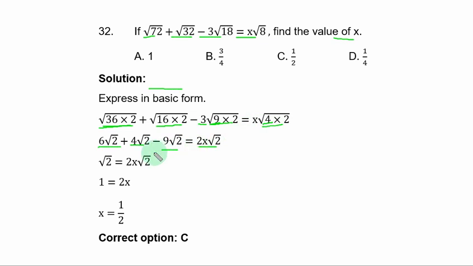If you add the left hand side, you have root 2 equal to 2s root 2. Divide through by root 2, you are left with 1 equal to 2s. Divide both sides by 2, s is equal to 1 over 2. C is the correct option.